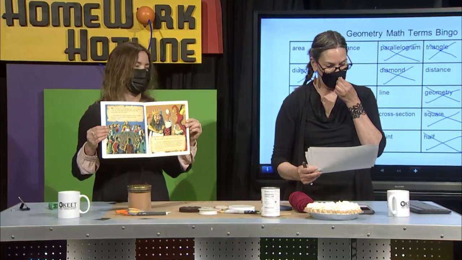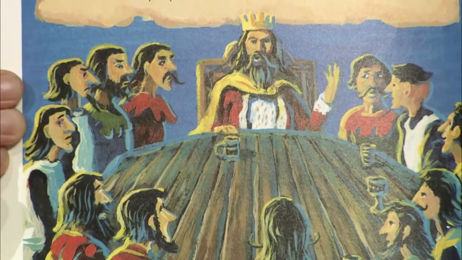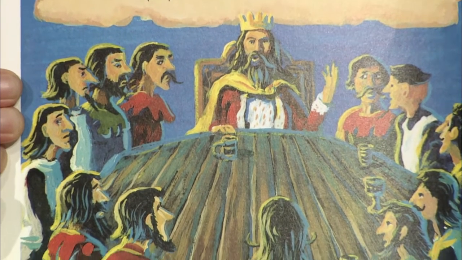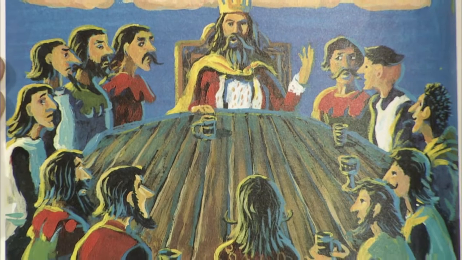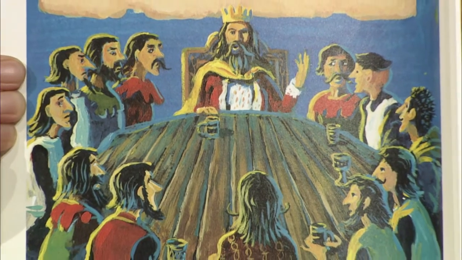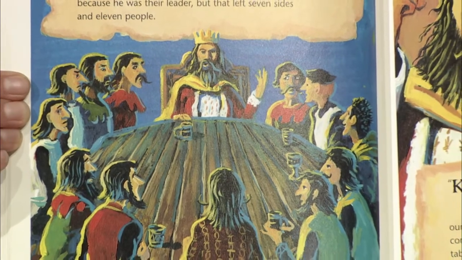When the knights sat at the octagon table, each one wanted a side all to himself. Eight sides and 12 knights. Who would share a side with another? They agreed that the king should have a side all to himself because he was their leader. But that left seven sides and 11 people.